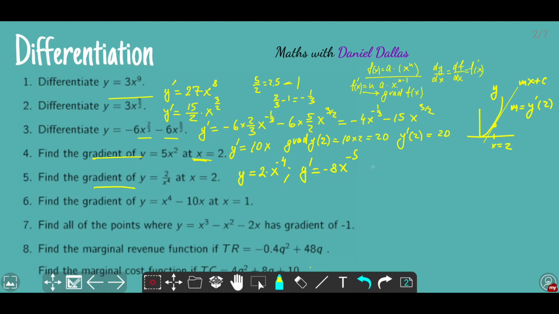So now you plug in x equals 2, and y prime from 2 simply becomes negative 8 times x, which in this case is 2, to the negative 5. Alright, so if you want, you can cancel, and I would recommend doing it, because 2 to the negative 5 becomes 32 in the bottom part, and negative 8 over 32 becomes negative 1/4, or negative 0.25 if you like. Okay, so I hope you got how this works.